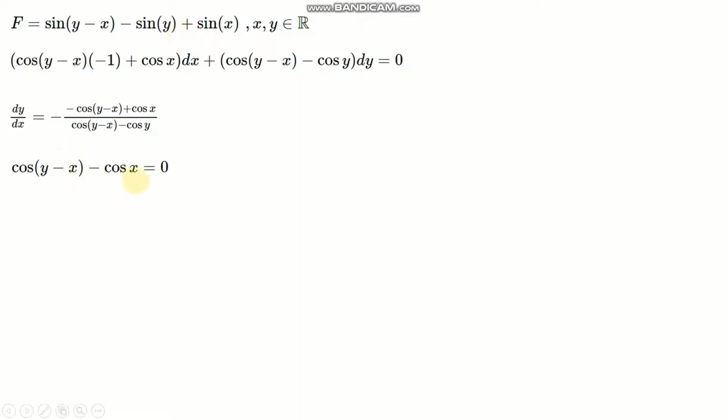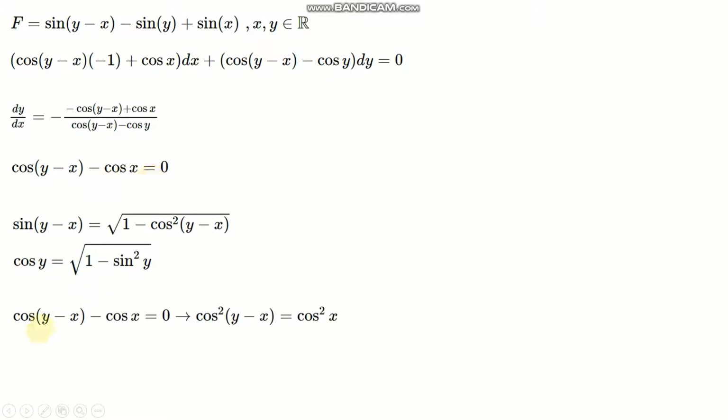Since cos(y - x) - cos x = 0 cannot be directly substituted into the original function, we need to note that sin(y - x) equals the square root of 1 - cos²(y - x), and cos y equals the square root of 1 - sin²y. If we have cos(y - x) - cos x = 0, we transfer the cos x to the other side and we square both sides. We have cos²(y - x) equals cos²x. Substitute the value of cos²(y - x) equals cos²x into this equation. We have sin(y - x) equals the square root of 1 - cos²x. The square root of 1 - cos²x is nicely sin x.